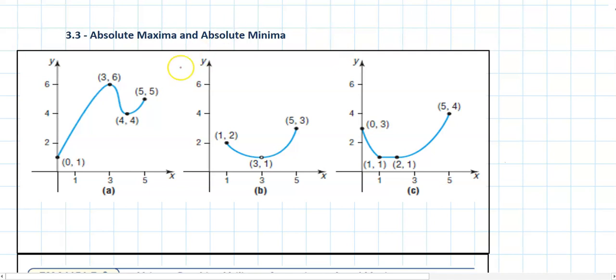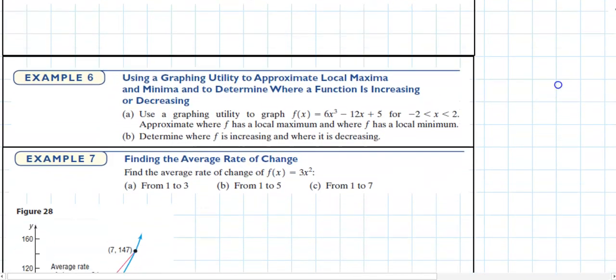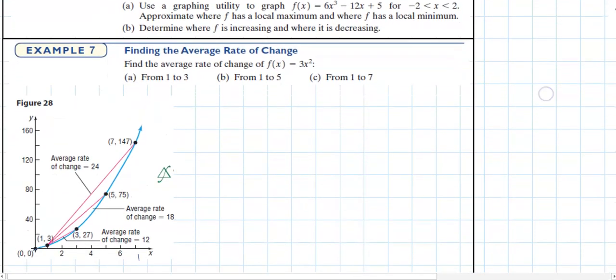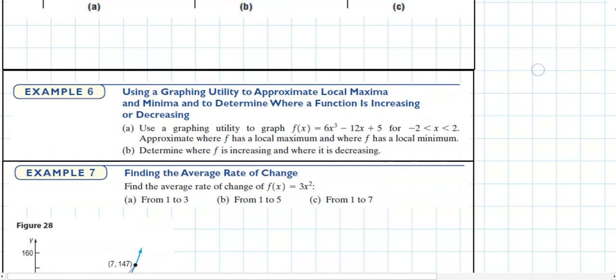Now, in the interest of time, I am going to skip these 3 examples, identifying absolute and relative maxima and minima. We actually did these in class last week, so you can refer to those notes. And the same thing with average rate of change. I think I'm going to skip that problem because, again, we've had enough practice with average rate of change.